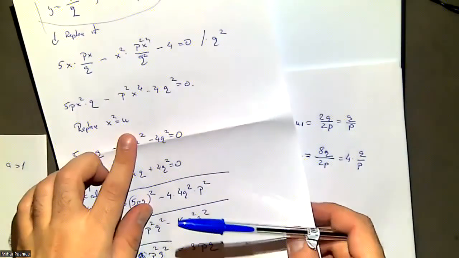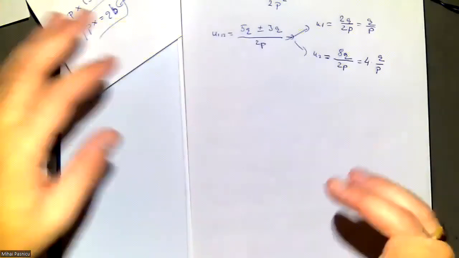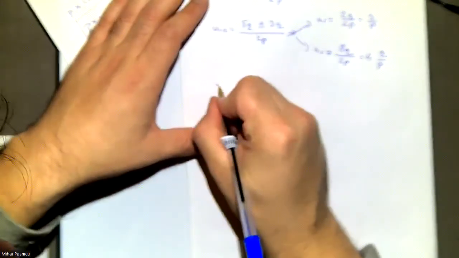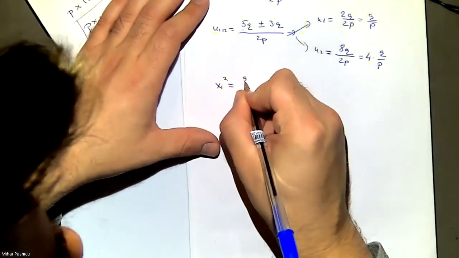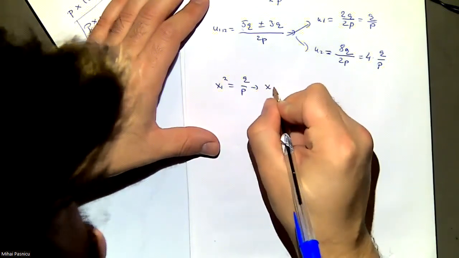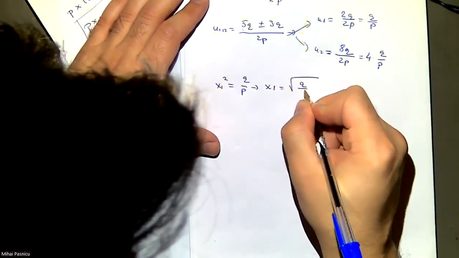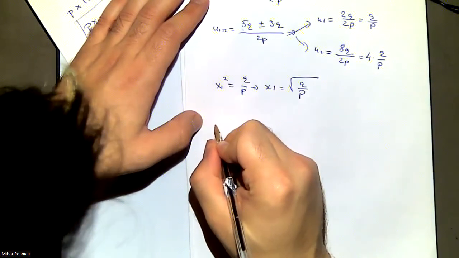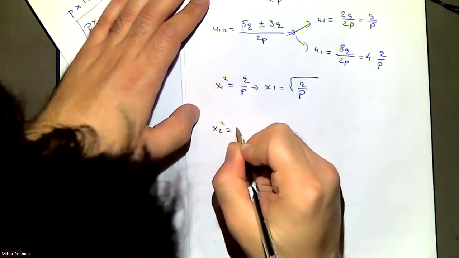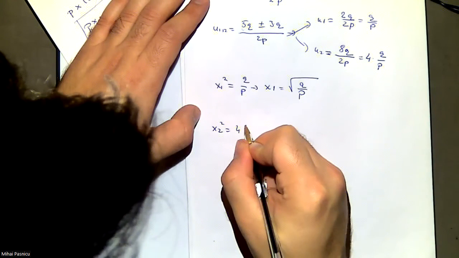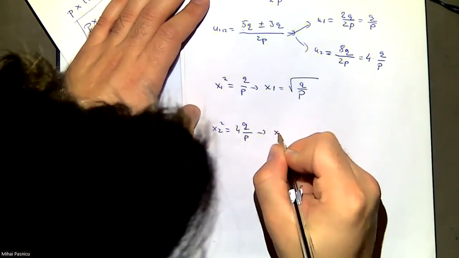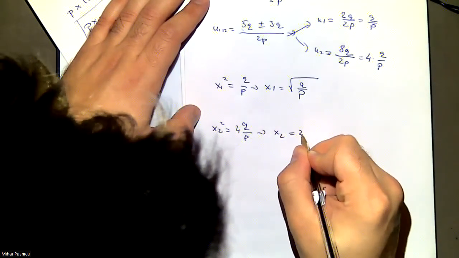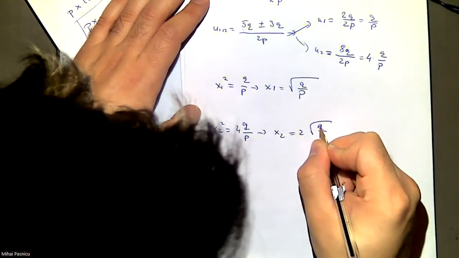Remember though that u is just equal to x squared. I mean, x squared is equal to u. So I'll have, sorry about that. Okay. So I'll just have x1 squared is equal to q over p. So x1 is equal to the square root of q over p. And then x2 squared is equal to 4q over p. So x2 is just equal to 2 square root of q over p.